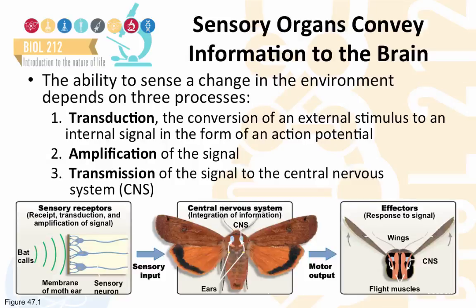This ability to sense a change in the environment depends on 3 main processes: transduction, meaning the receipt of an external stimulus, and its conversion to an internal signal in the form of an action potential. Second, amplification of the signal. And third, transmission of the signal to the central nervous system. An example of this is given in the image below.